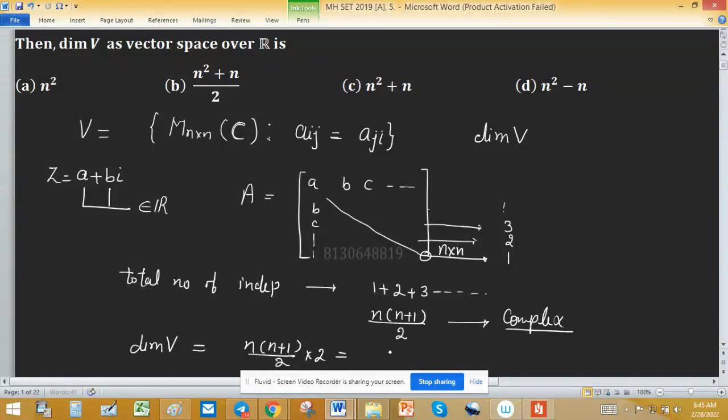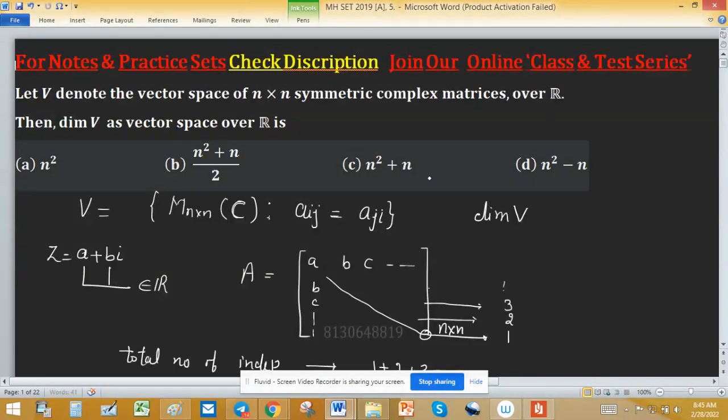So finally we have n into n plus 1, and after simplifying this we get n square plus n. It means option C is correct.